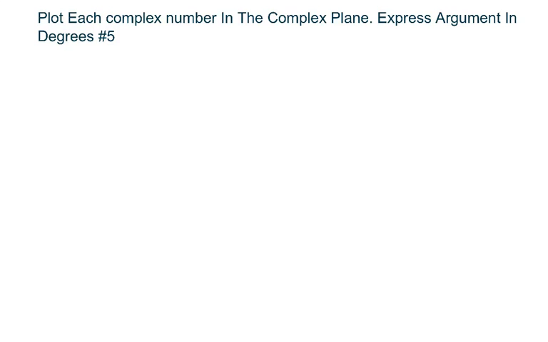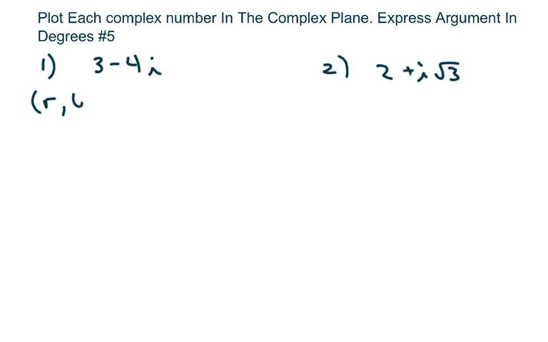Hi everyone, we're going to plot each complex number in the complex plane and express our argument in degrees. We're doing two problems here, the first one being 3 minus 4i, and the second one being 2 plus i times the square root of 3. I'm going to put the i in front because you have the square root, so I'm going to do it that way. Now, before we plot it, we have to find our polar coordinates first.